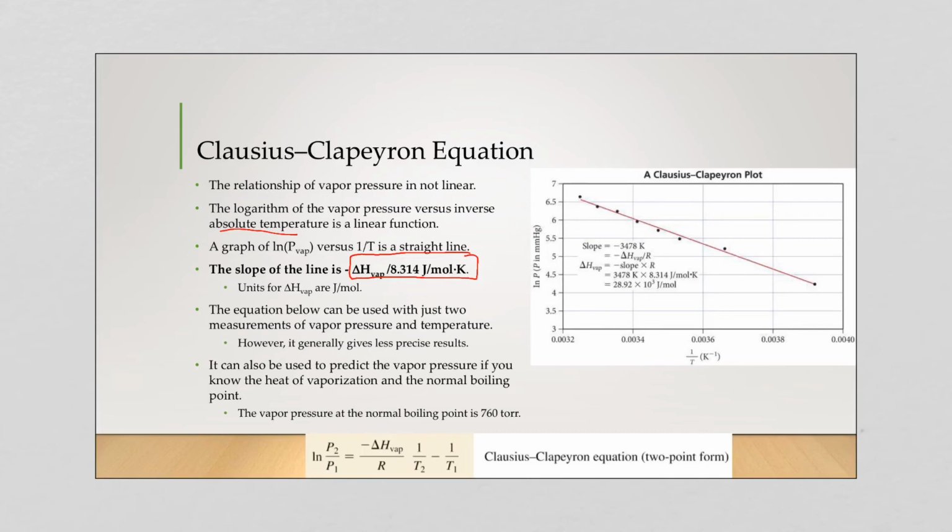Now, when you solve this equation, delta H of vaporization is going to be in joules per mole because of the units of our constant here. Now, what's the usefulness of this? Well, this is often used in labs when we want to determine the heat of vaporization. So this is an experimental way to determine the heat of vaporization from the slope of the line.